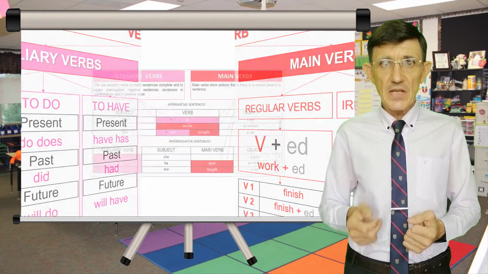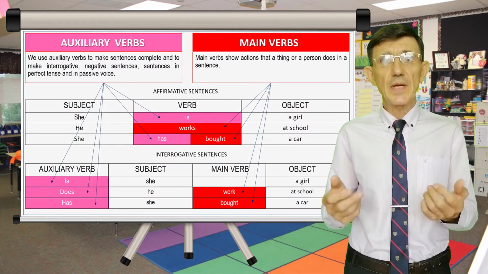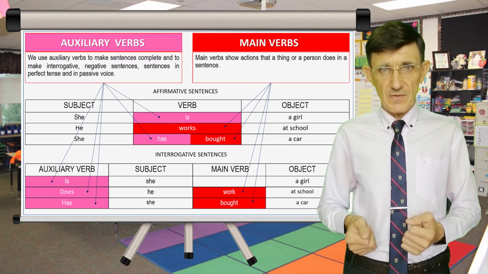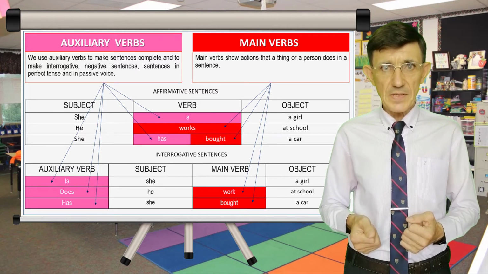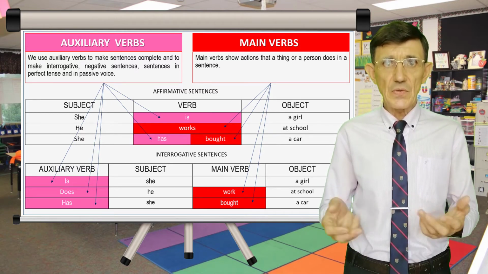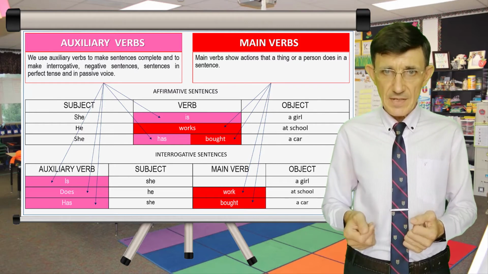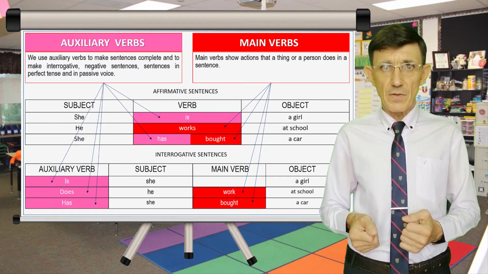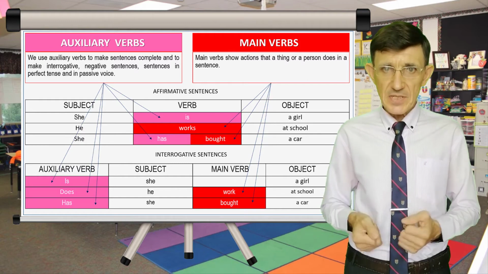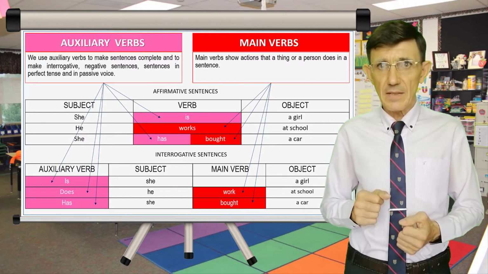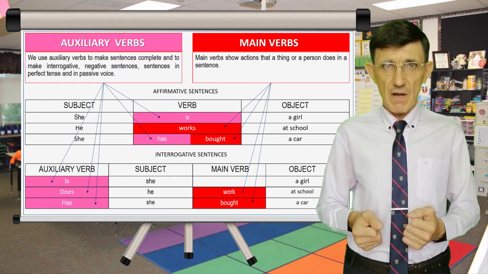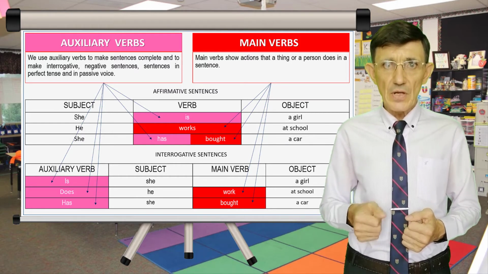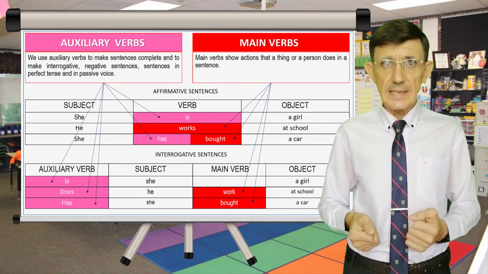In the next slide you see some sentence examples. You can see the structure and you can also see how a sentence structure is changed in the interrogative sentence. The auxiliary verb is pink, the main verb is red. You see that some sentences have only an auxiliary verb: she is a girl. Some sentences have only a main verb: he works at school. And some sentences have both the auxiliary and the main verb: she has bought a car. Look at this slide attentively and try to understand and remember how to know which verb is the auxiliary verb and which one is the main verb.